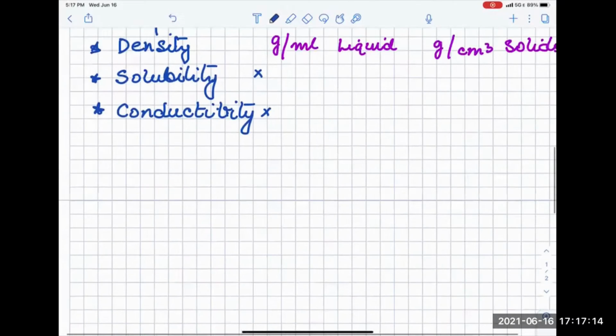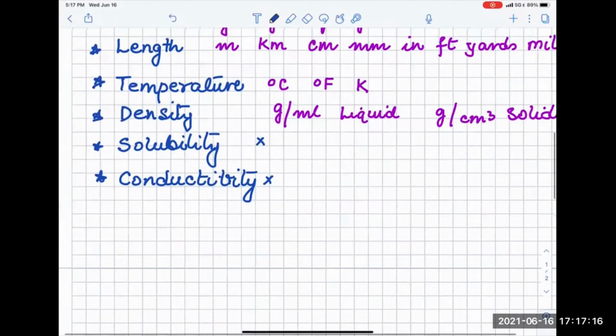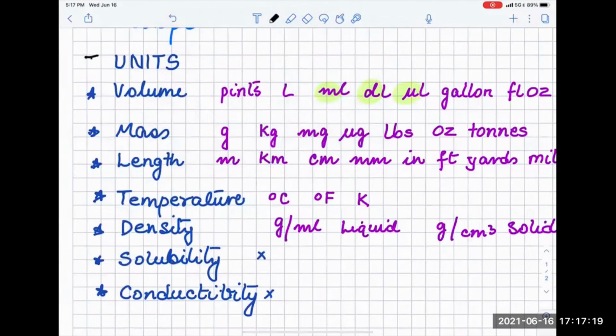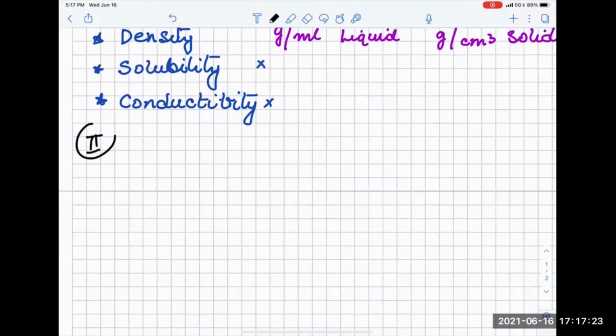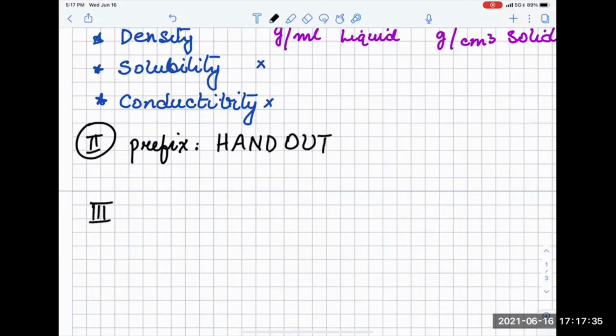Let me just write this down. So this was one part we did on the units. The second thing was the prefixes, for which we referred to the handout. Okay, so we already covered that. Next comes the third part, which is the exact numbers.